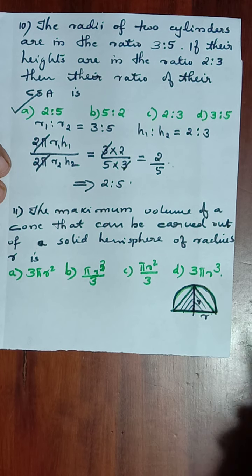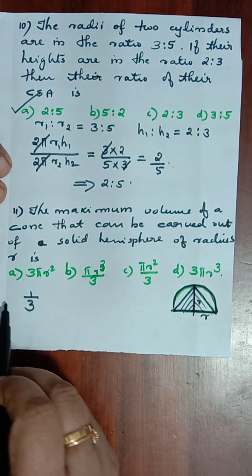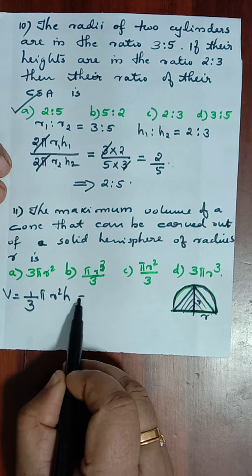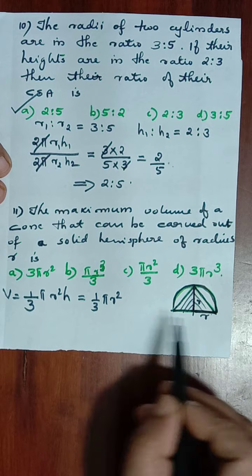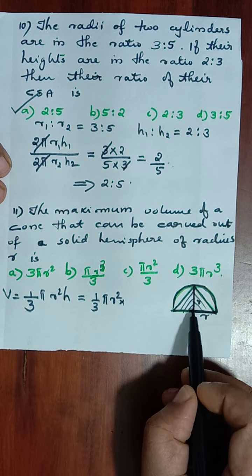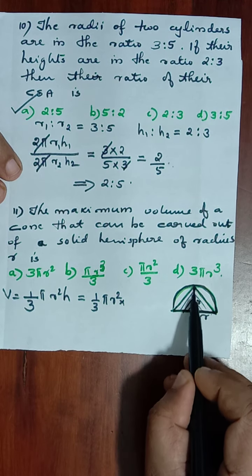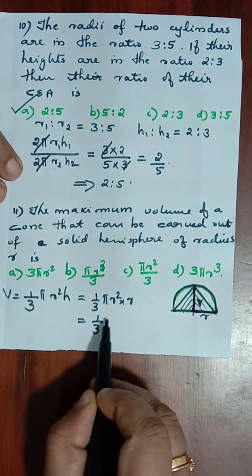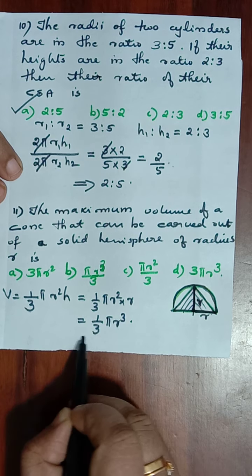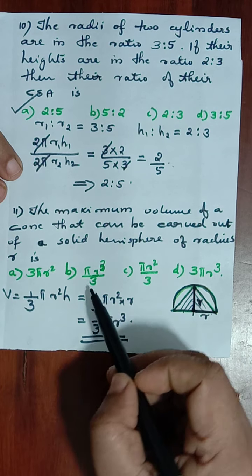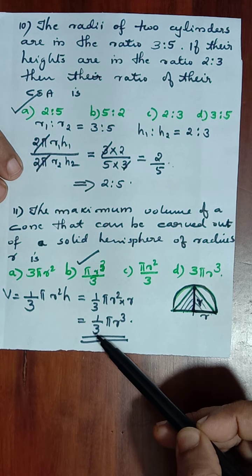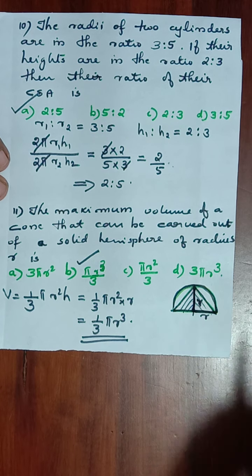This cone's volume. The cone's volume is 1 by 3 pi r square h. So 1 by 3 pi into r square, r square is radius square, into h. The height of this cone we can mark as r itself. r is the height. So what is the answer? 1 by 3 pi r cube. That is pi r cube by 3. 1 by 3 pi r cube, that is B.